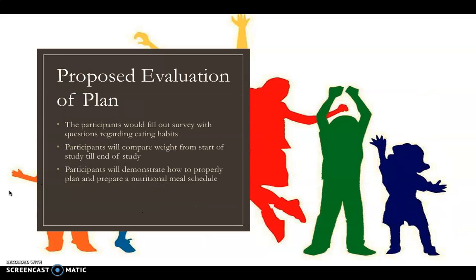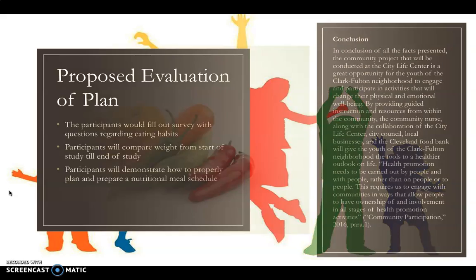The proposed evaluation and plan. The participants would fill out a survey with questions regarding eating habits at the end of the program. Also, participants will compare their weight from start to the end of the study, and then participants would demonstrate how to properly plan and prepare a nutritional meal schedule. And that's all with the food being provided by the City Life Center. And of course, the nurse, myself, providing some teaching, some healthy eating habits, and how to monitor their health.